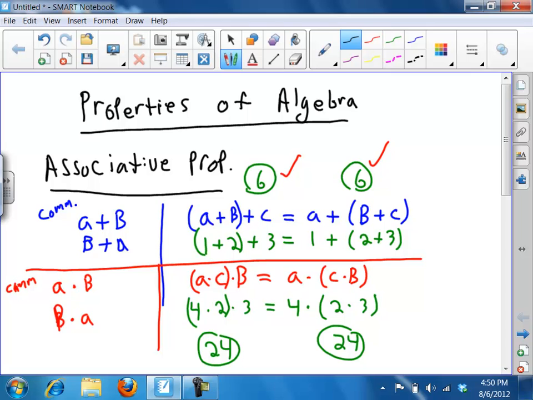Okay, so this video is going to talk about properties of algebra. I wrote all this out and then the computer deleted it on me, so let's just go over it while it's still here. So we have a few properties.